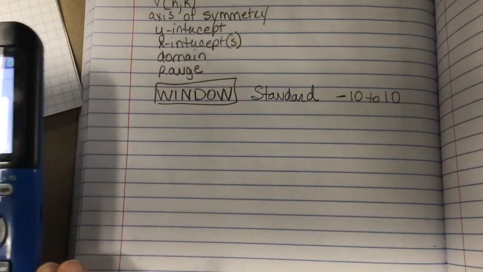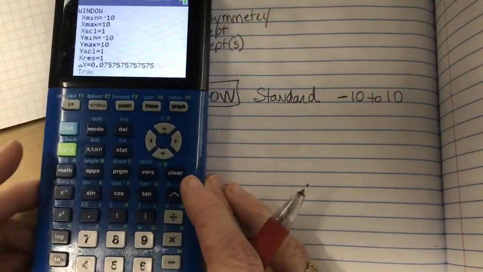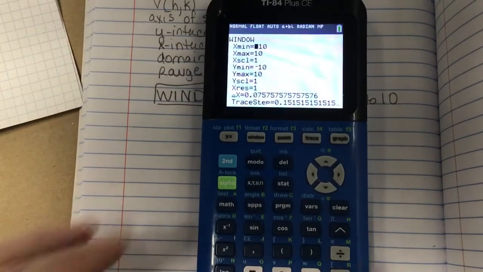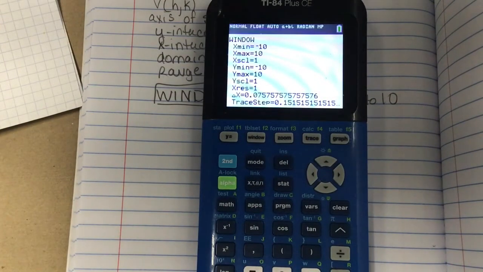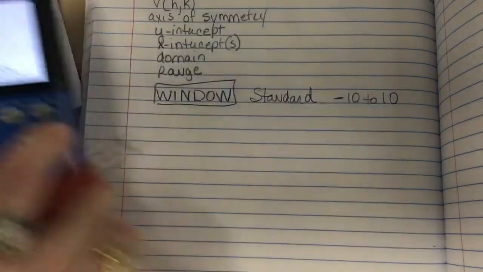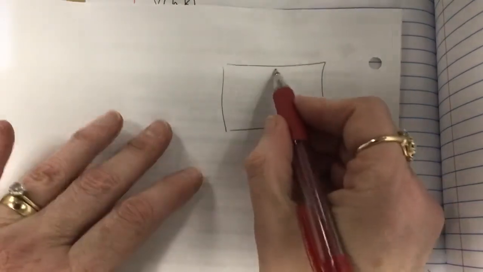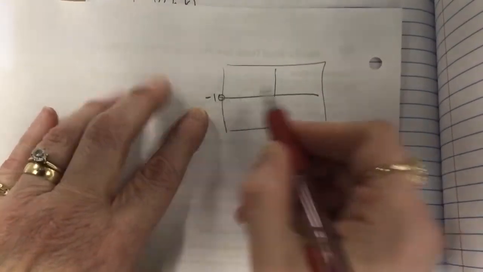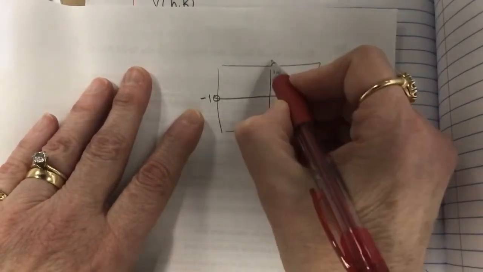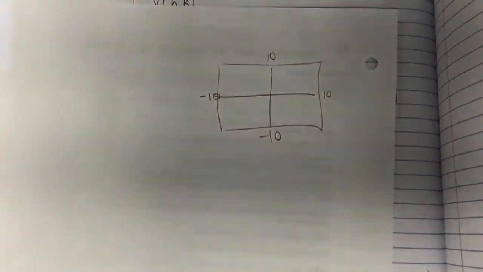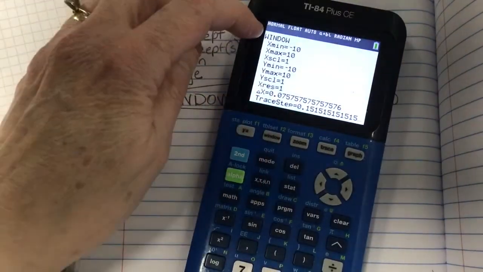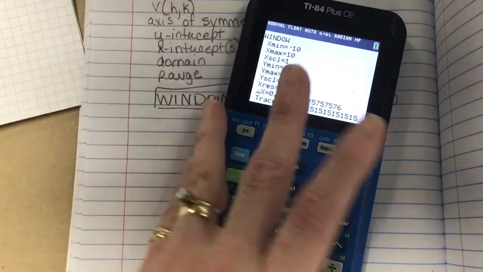Push your window key and see if yours looks like mine. If it does not, don't start changing the numbers. We're going to review the quickest way to get there. Okay, remember, -10 to +10 is like this. That's your x's, -10 to +10, and -10 to +10 on the y's. And that's the ones we're interested in: x min, x max, y min, y max.